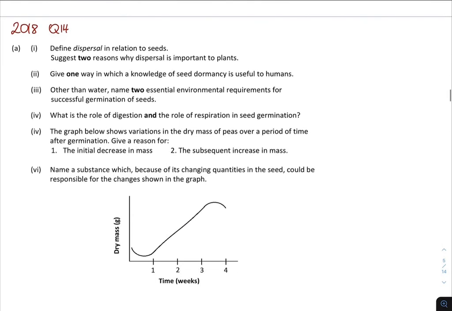Now, you're given a graph here, everybody, and this is going to be common enough. So there are 2 types of graph you're going to see. This graph has dry mass on the y-axis and time on the x-axis. You can see there's an initial decrease, and then there's an increase, and then we go back to a decrease again. You're asked in the graph to give a reason for the initial decrease in mass. This is the dry mass of peas. It doesn't matter what it is, to be honest. So why is the dry mass of seeds decreasing?